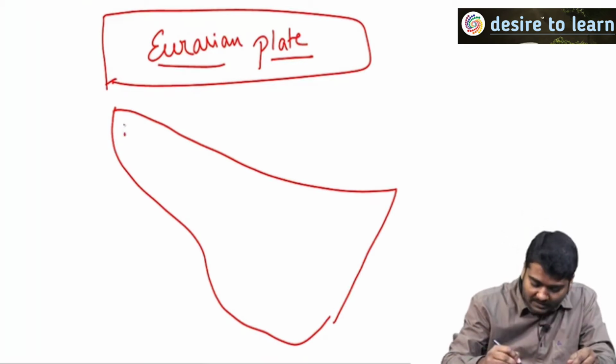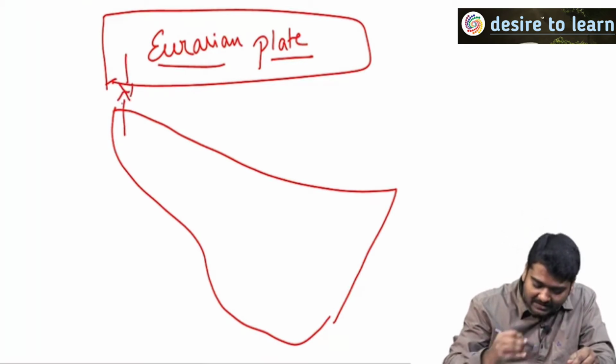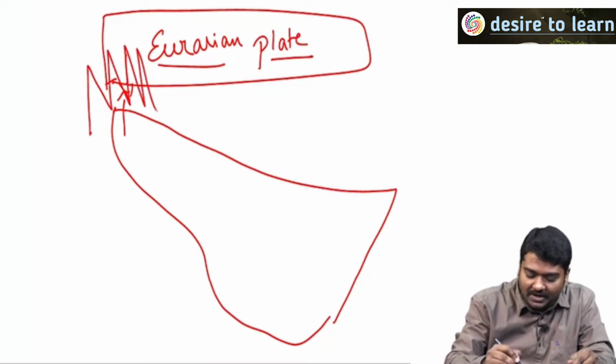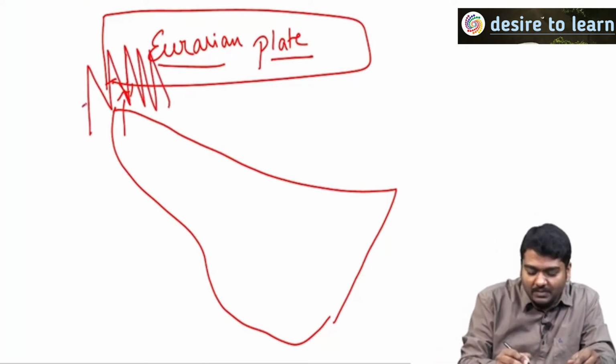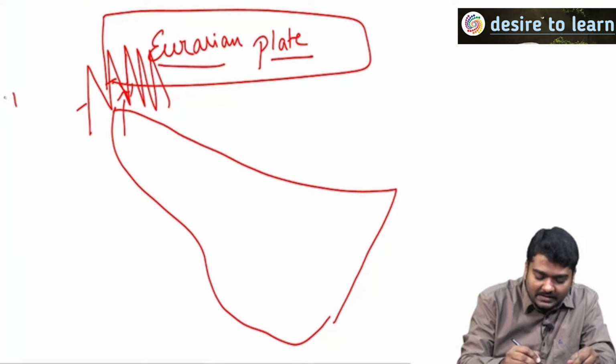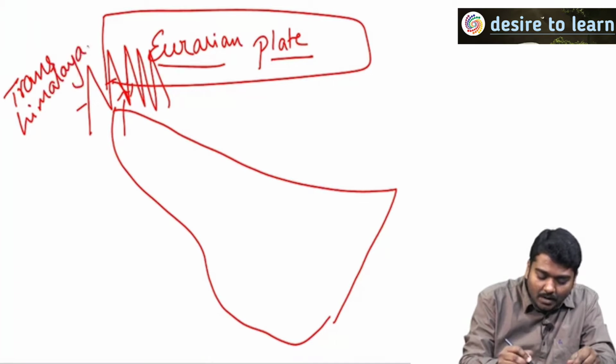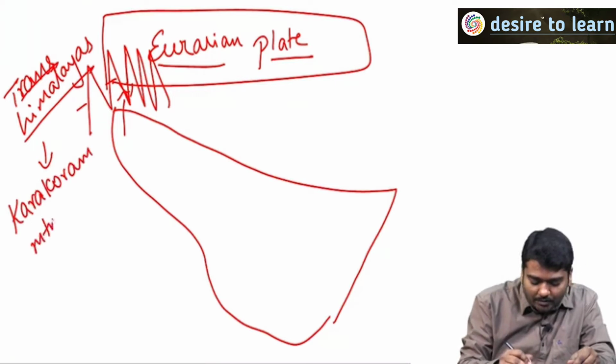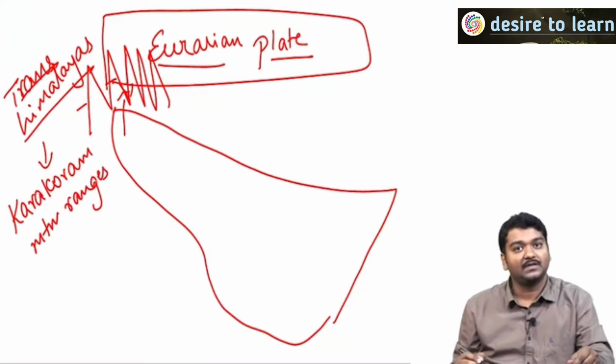Now, this plate went and hit this region. You got mountains here. These mountains are called Trans-Himalayas, and the best example of this is the Karakoram mountain ranges. Is it fine?